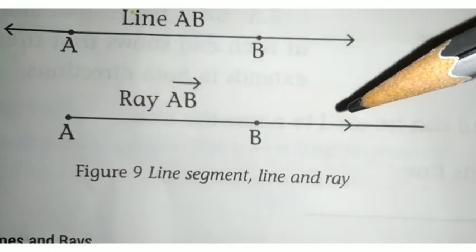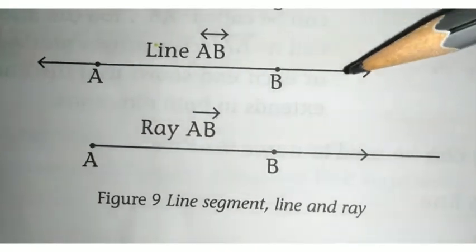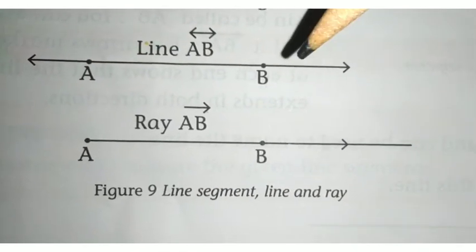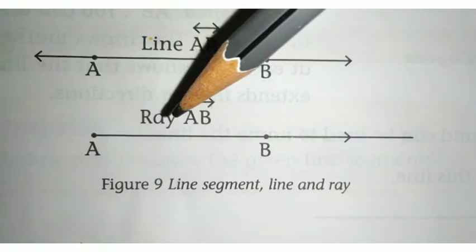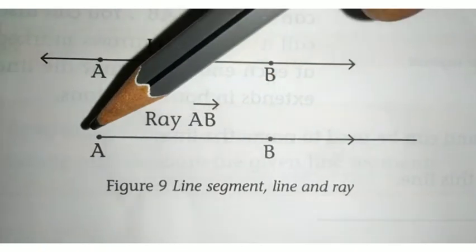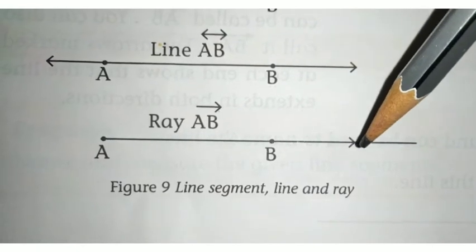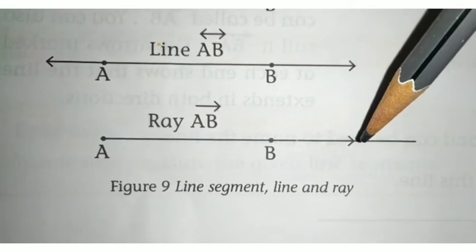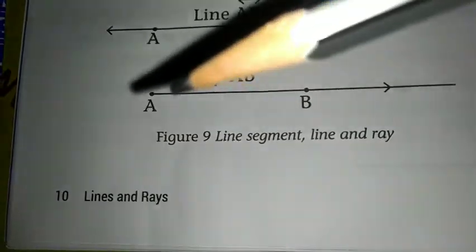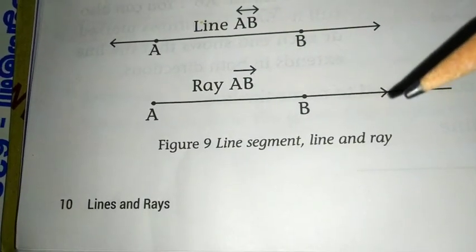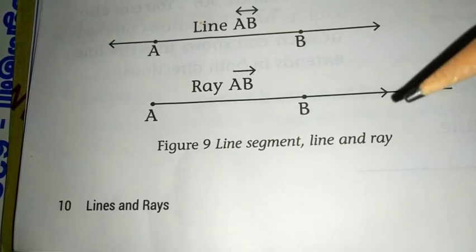As we have seen, a line has no endpoints in both directions. But a ray has one ending point and there is no ending point on the opposite side. A ray has a starting point and does not have an ending point, and goes on continuing on one side.